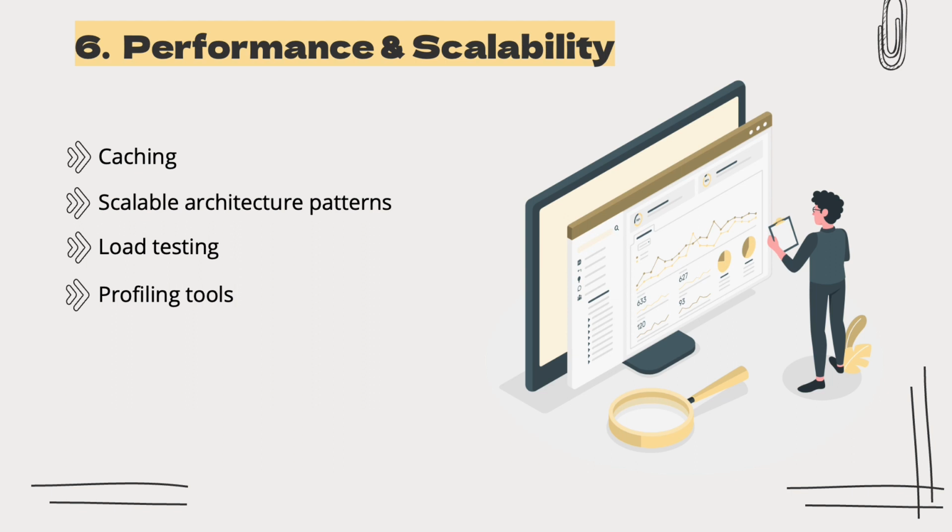The best practices include, first, caching. Use caching to minimize input-output operations and reduce load on the server. Second, use scalable architecture patterns such as microservices or event-based architecture to enable the software to scale up and down as needed. Third, use load testing to ensure that the software can handle increasing levels of load and demand. And lastly, use profiling tools like VisualVM to identify performance bottlenecks and optimize code.